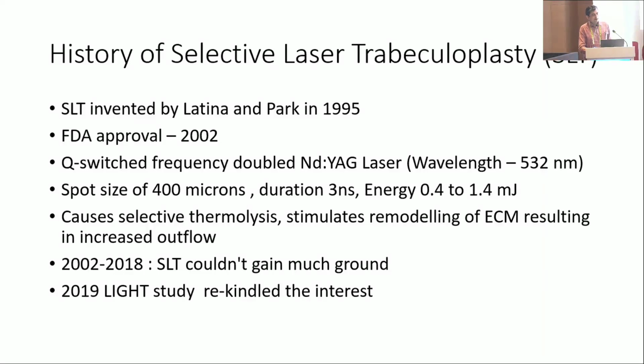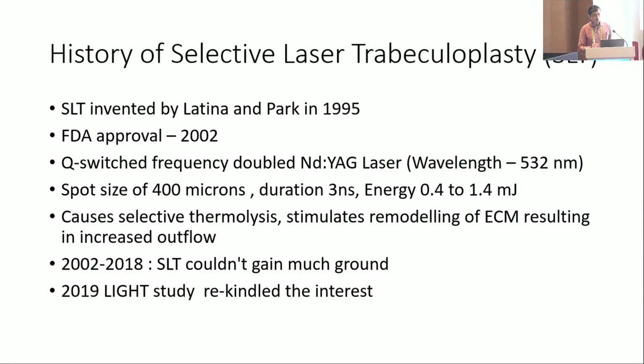Latina and Park invented SLT, but it was only in 2002 that FDA approval of it was obtained. It uses a Q-switched frequency-doubled Nd:YAG laser with a spot size of 400 microns. It causes selective thermolysis and stimulates remodeling of the extracellular matrix, resulting in increased outflow.